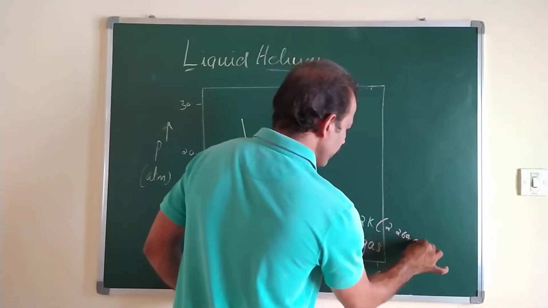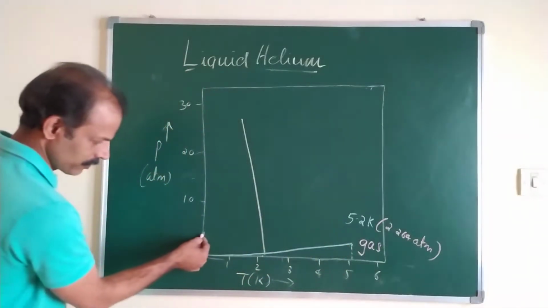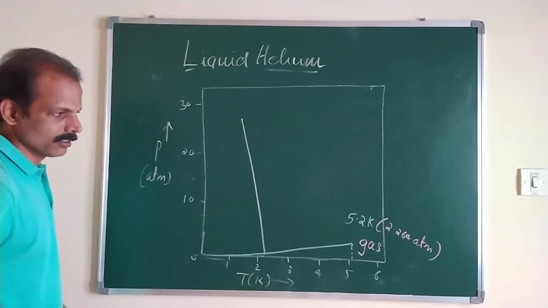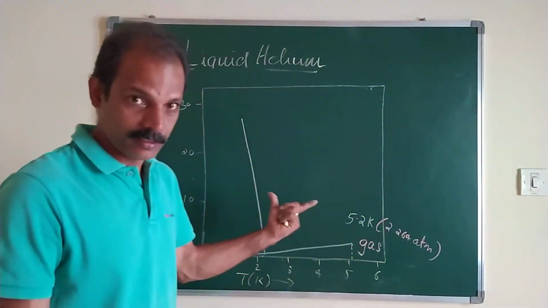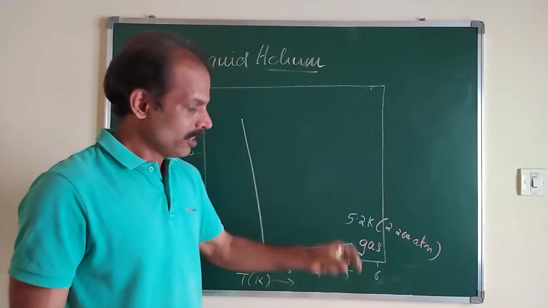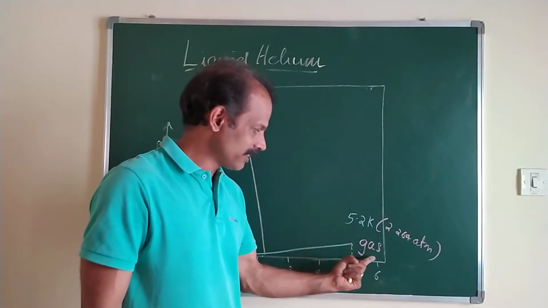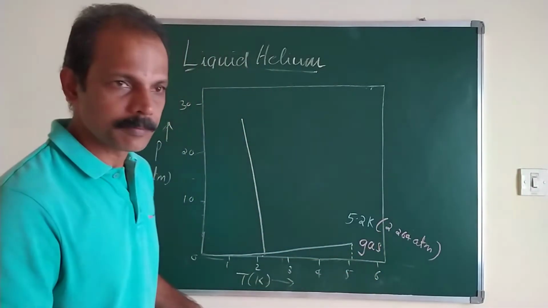2.264 atmospheric pressure. This pressure, 2.264 atmosphere and 5.2 Kelvin, is its critical pressure and critical temperature. So, at its critical temperature and pressure, it exists as a gas. Above this temperature, it exists as gas. Okay.